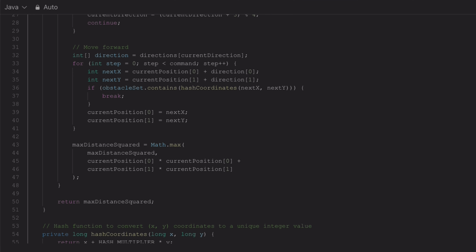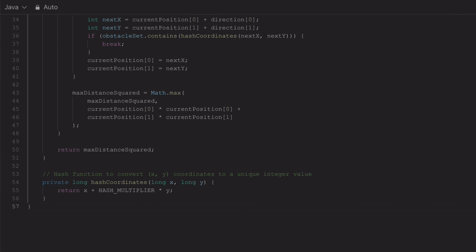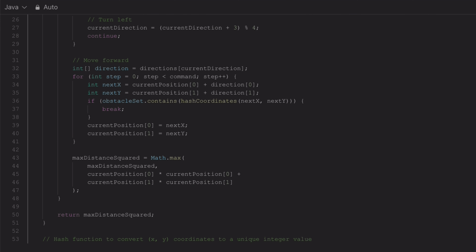How? Max distance squared is equal to Math.max of max distance squared and the new value, and you know how to iterate and track, right? And finally you have tracked all those, so you will return the max distance squared. This is what we have to do. And for the obstacle coordinates, you know that we have to create the hashing, so fast lookup, you will use this function as an internal function. This is what we have, guys.